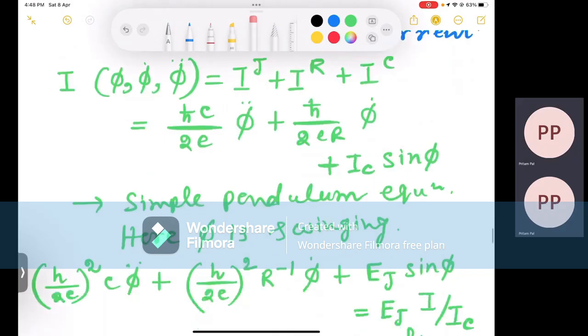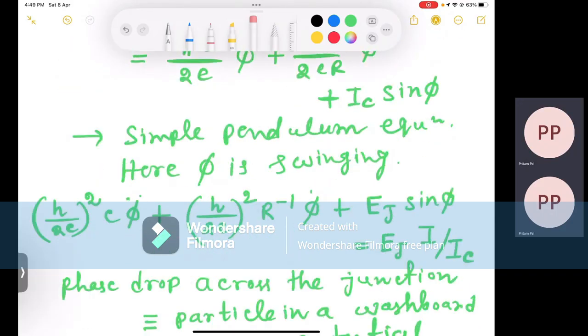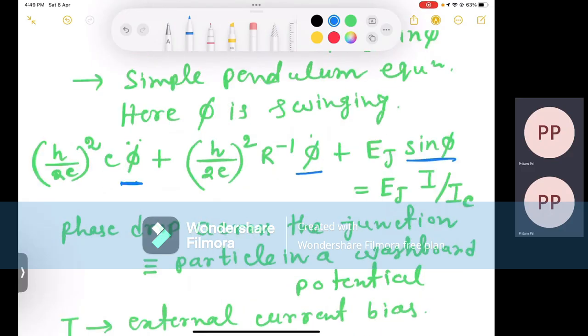So if we now simply rearrange this, we will end up with something which looks like this. You can see now it's a second order derivative and a first order derivative of the phase, and this is in sine phi. You can also approximate, in a small angle approximation, this will give you a simplified form. Or you can also do the Taylor series expansion of this.